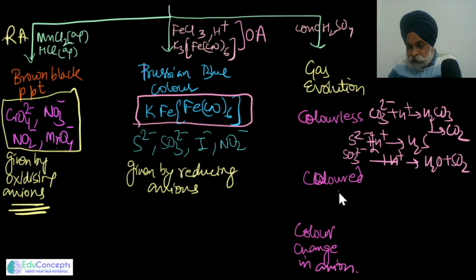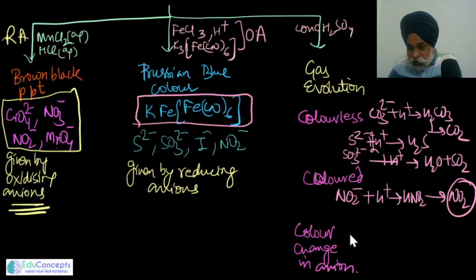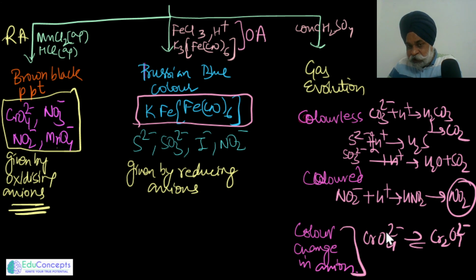And colored gases can be NO2 negative plus H+, which changes to nitrous acid, which further decomposes to produce brown fumes of NO2 gas. Or there is a color change in the anion, just like chromate turns orange, that of dichromate. So this is the preliminary test which you would come across.